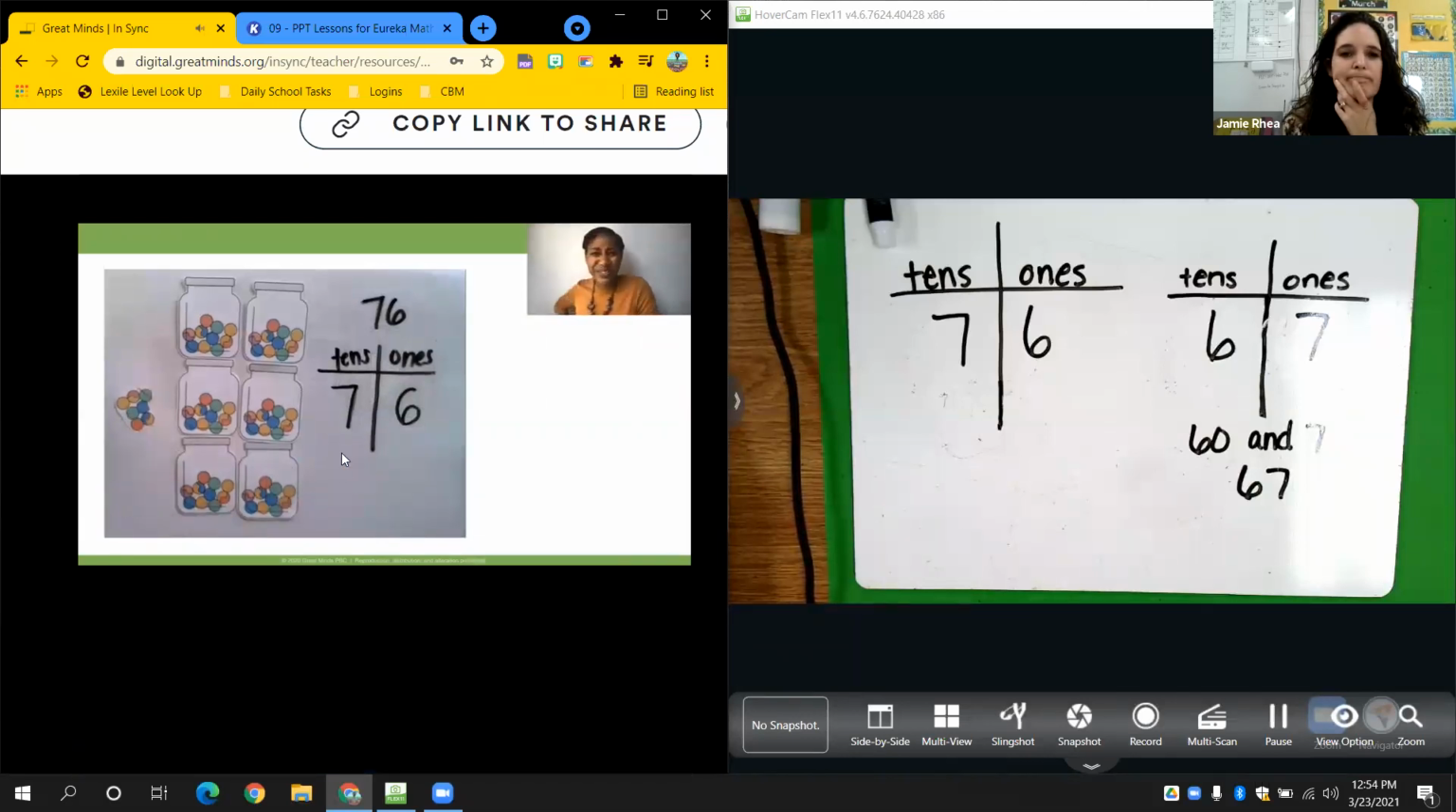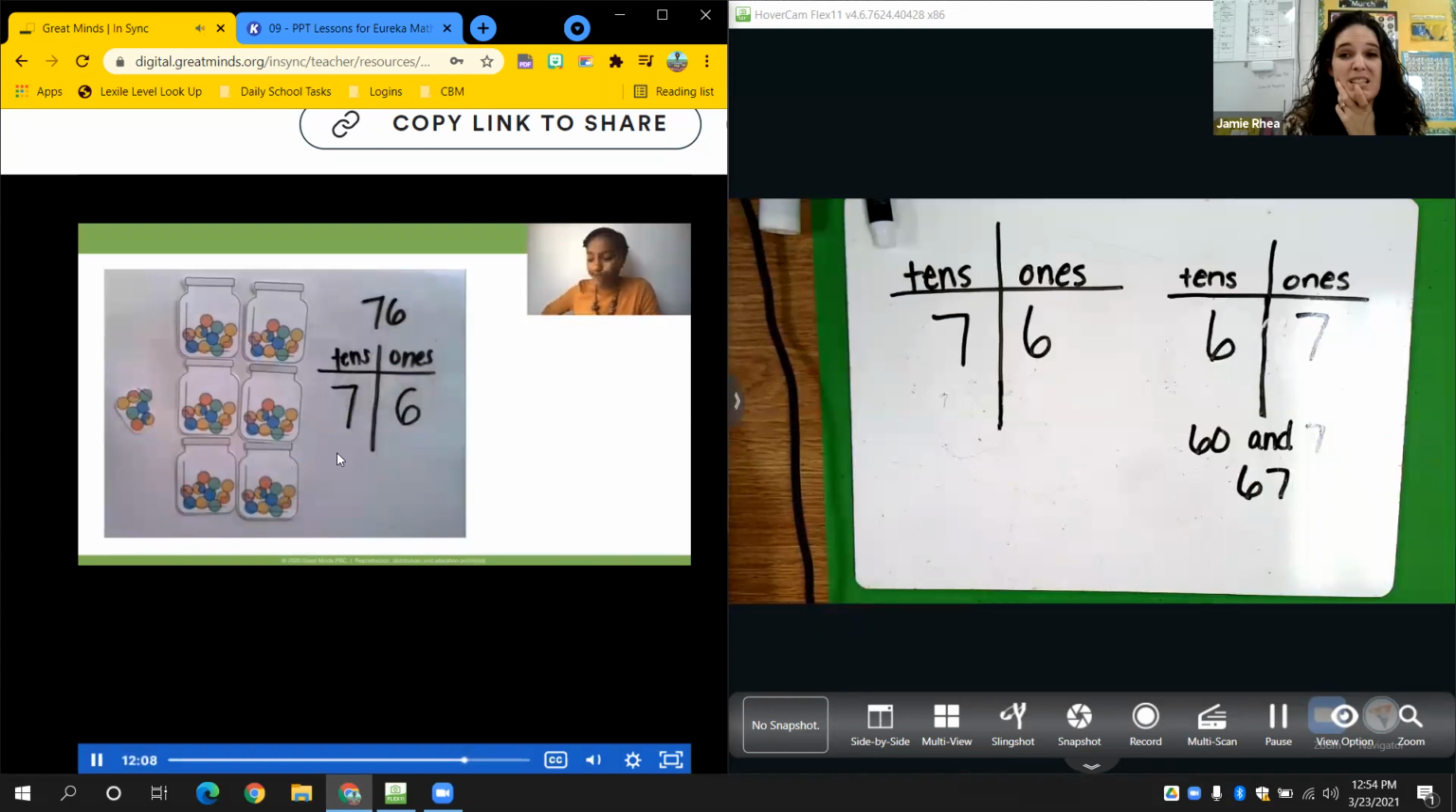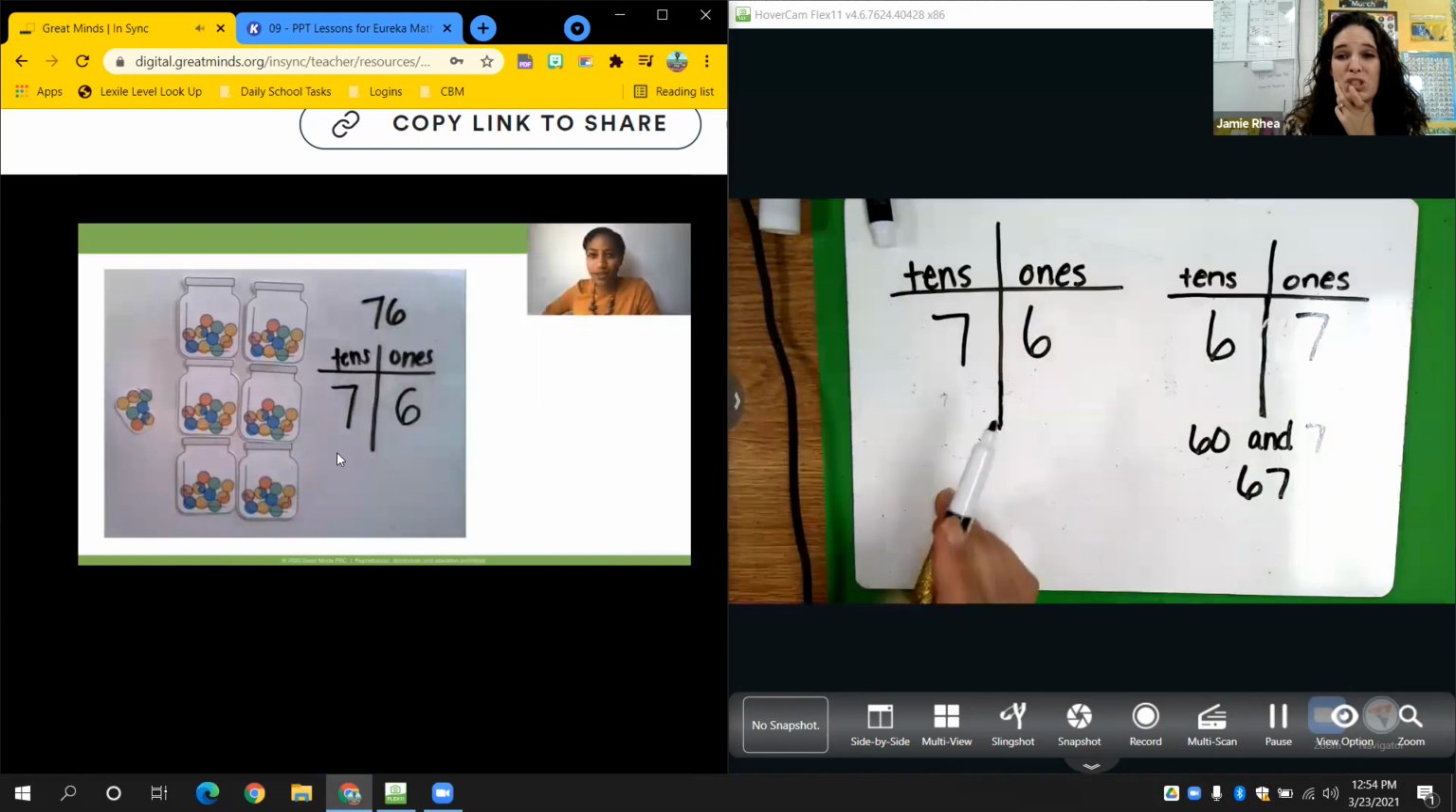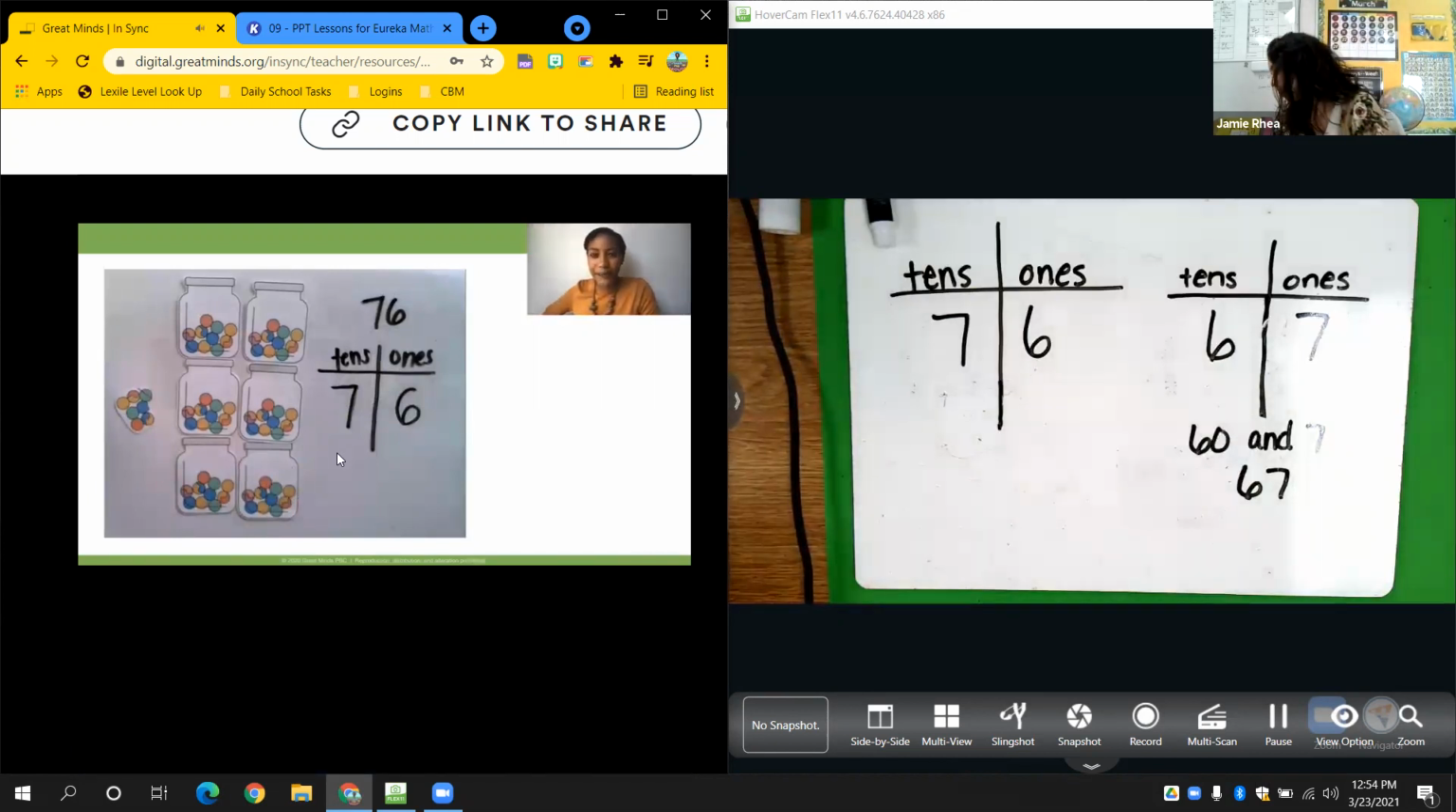Can you tell me what I did wrong? She put them in the wrong place, didn't she? She didn't put her 10s in the 10s place, and she didn't put her 1s in the 1s place. She got them backwards. Whoops. Uh-oh.